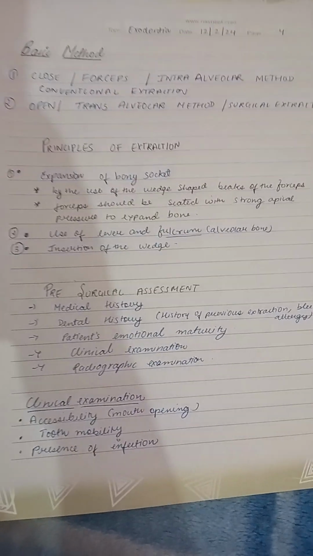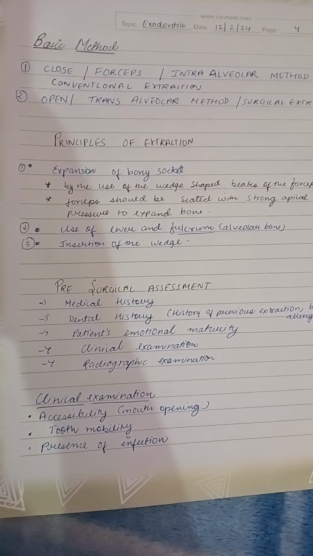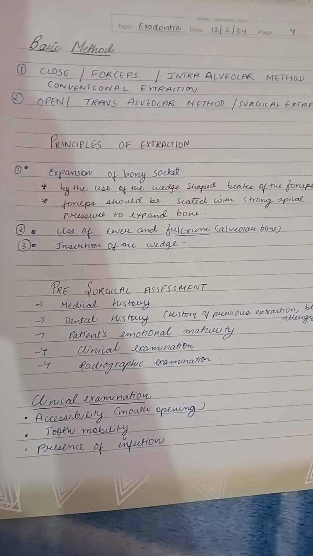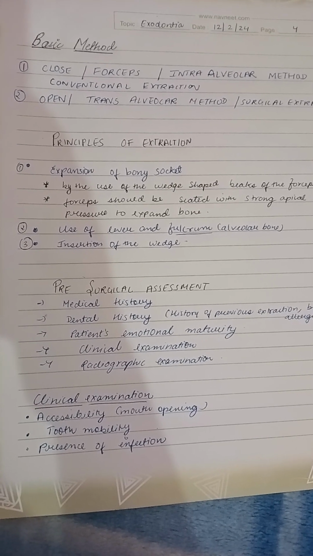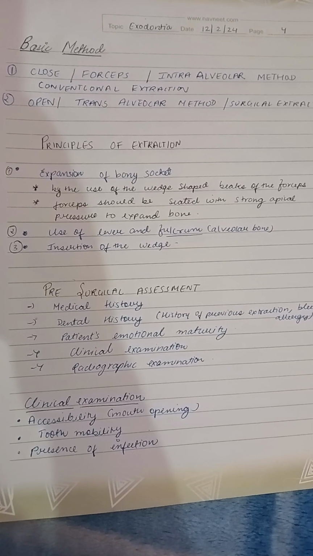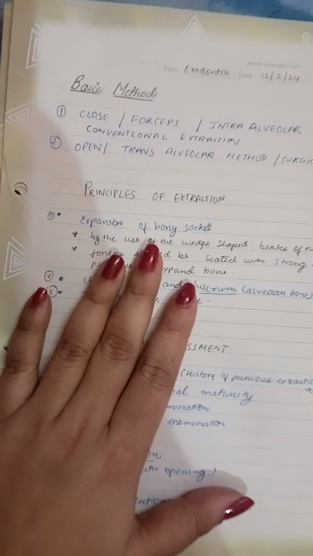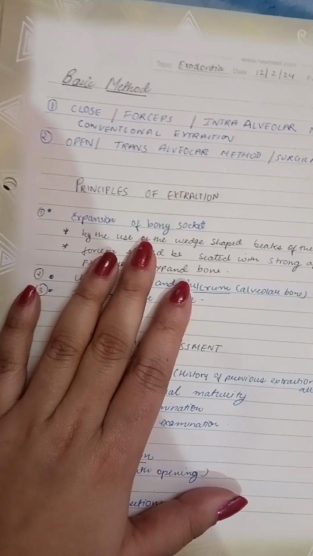Now coming to basic method, there are two types of method. A closed, which is also known as forceps method, intraalveolar method or conventional extraction, and second is open transalveolar method or surgical extraction. So what are the principles of extraction? There are mainly three basic principles of extraction.